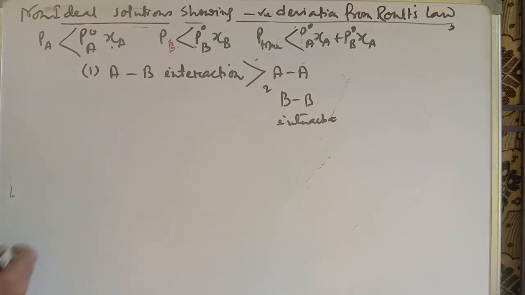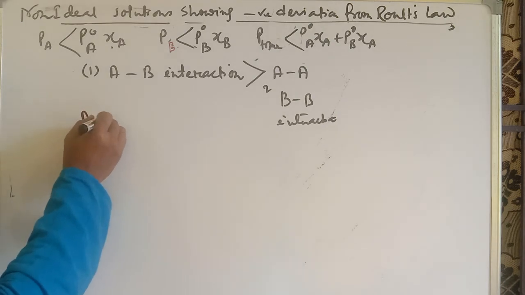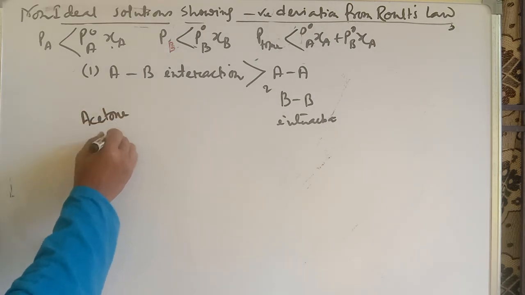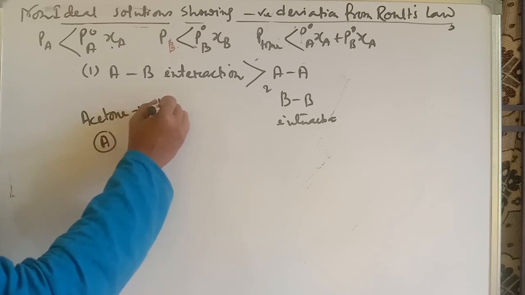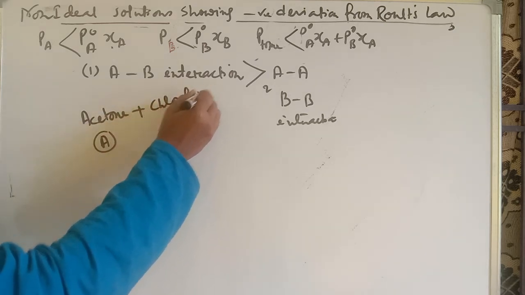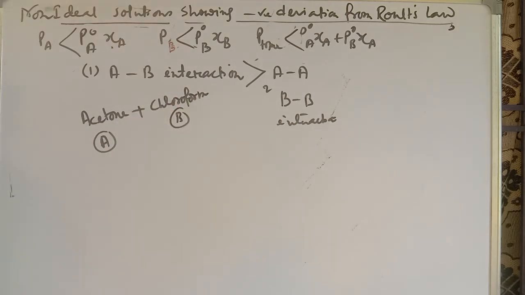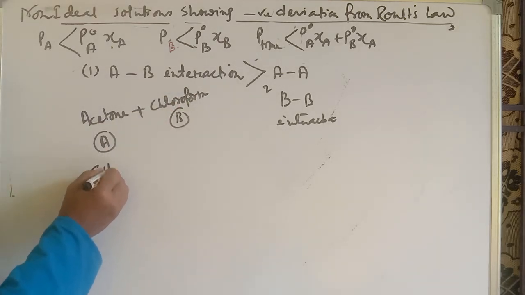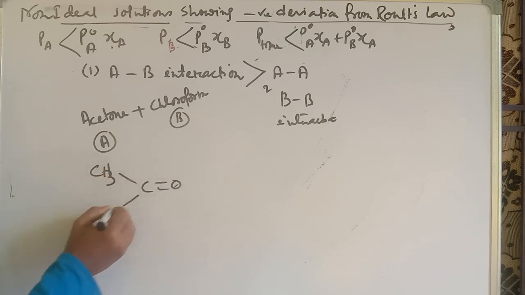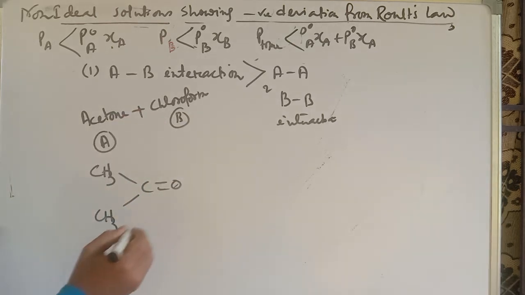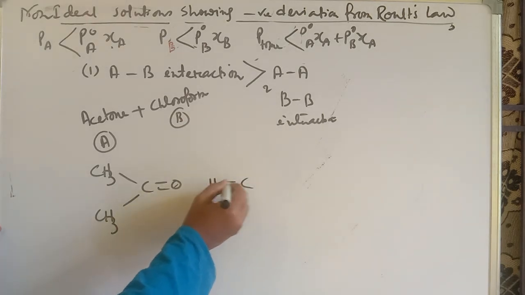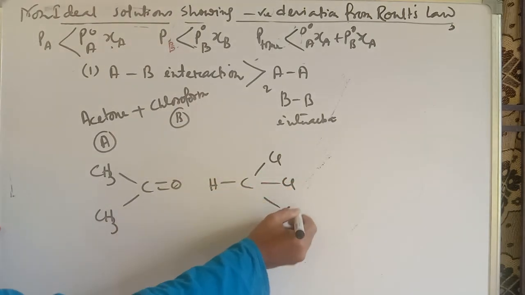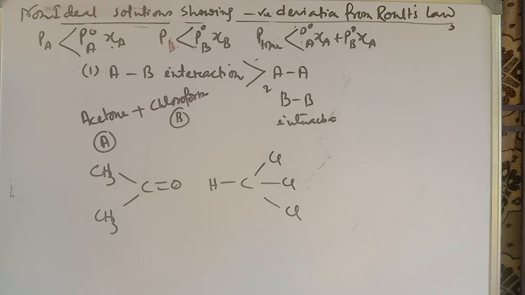Let us understand it with a suitable example. Suppose we consider a solution or mixture of acetone, which is A, plus chloroform, which is B. The formula of acetone is CH3COCH3, and the formula of chloroform is CHCl3.